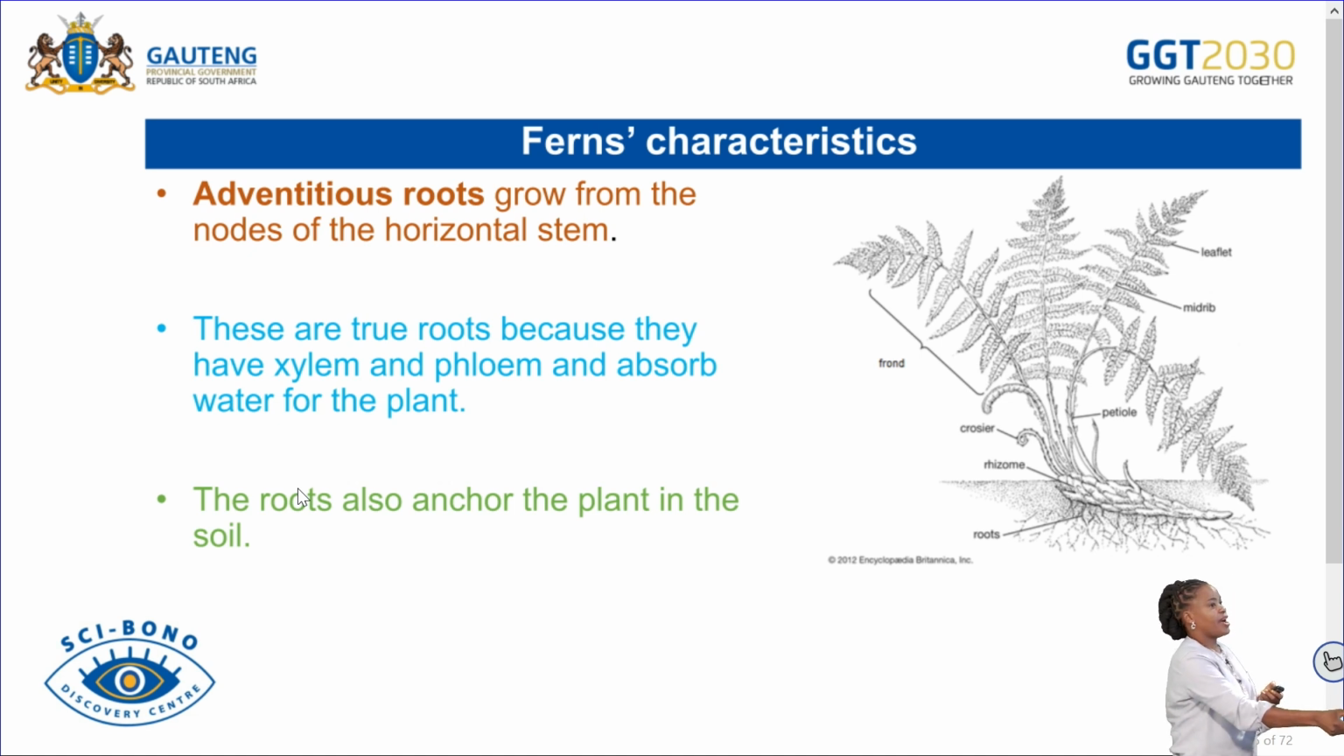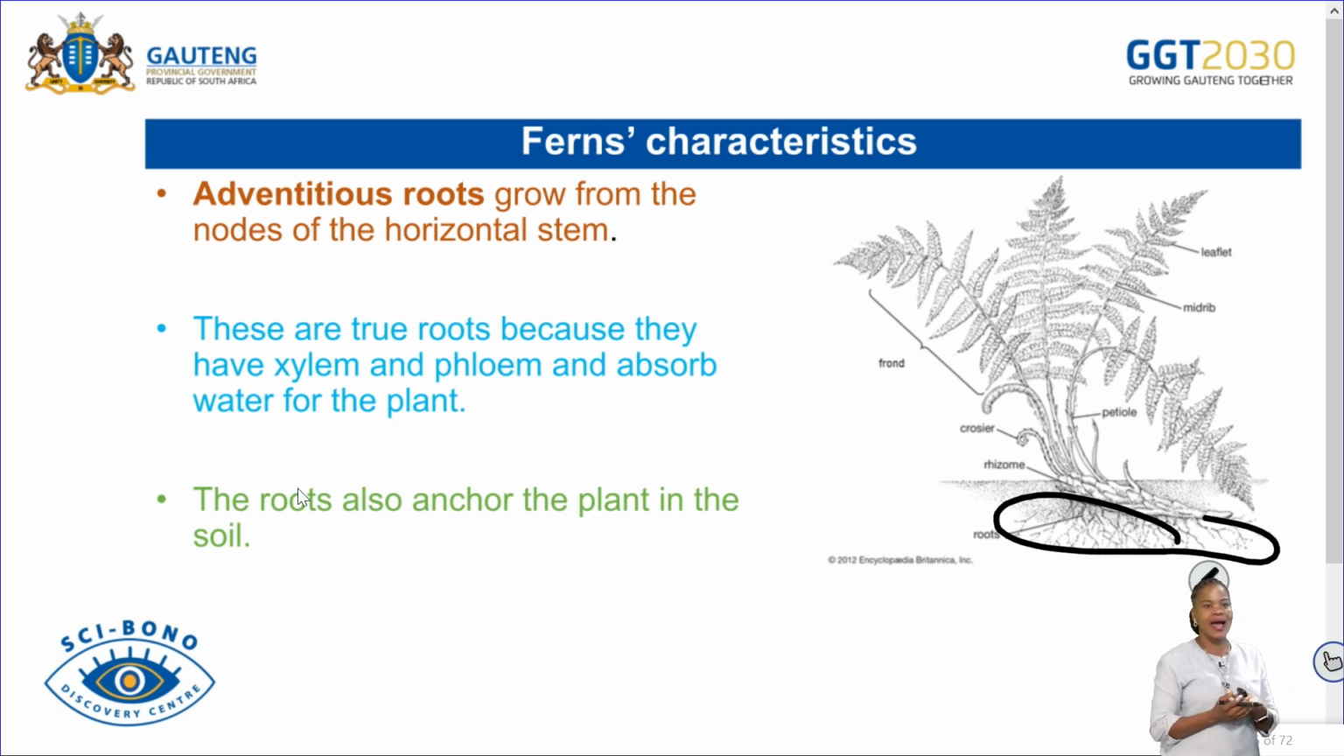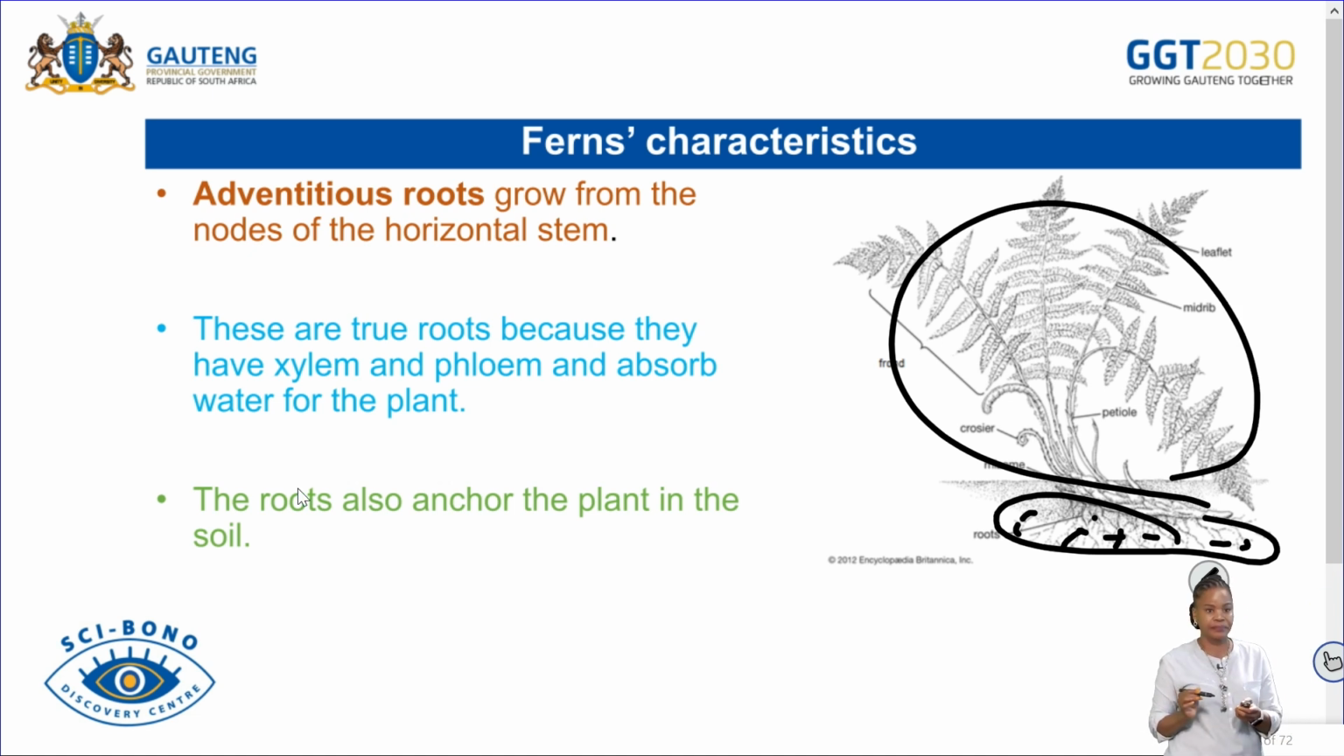So now I've already spoken about the adventitious roots which are developing from the rhizome, and these are true roots. They are able now to do what? To absorb water for the plants. In other words, they are able to absorb water and mineral salts. And secondly, these roots are able to do what? To anchor the plant in the soil. In other words, these are true roots, anchoring this whole plant in the soil.